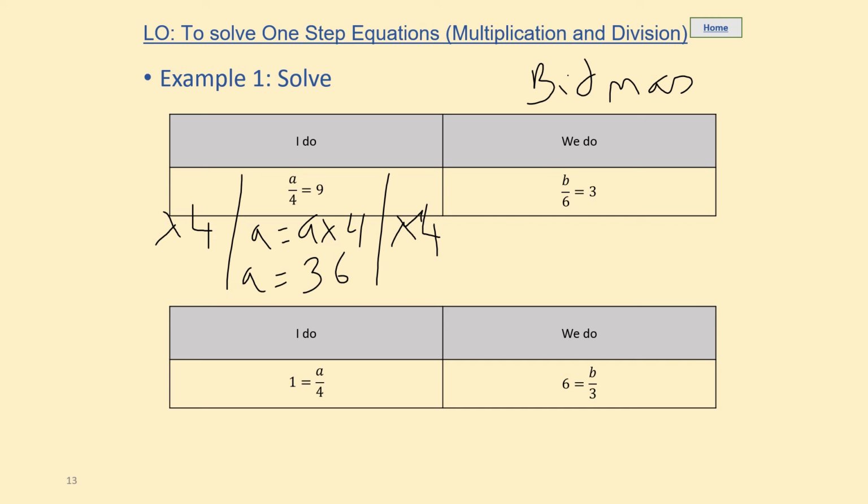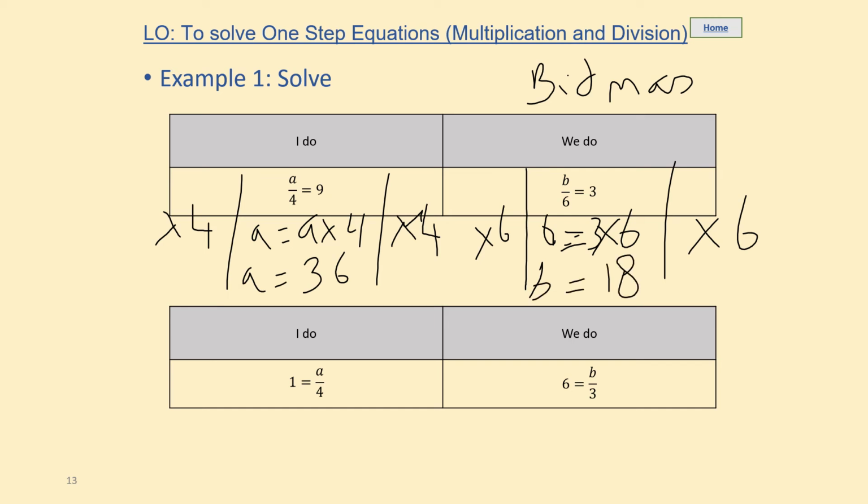Okay, B here is being divided by 6. So what do we need to do? Yep, we're going to multiply both sides by 6. B equals 3 times 6. So B equals 18. Well done.